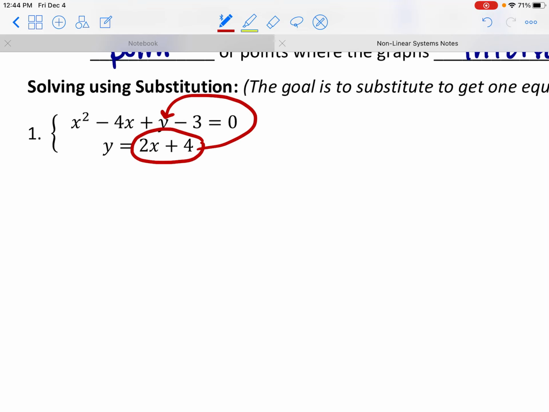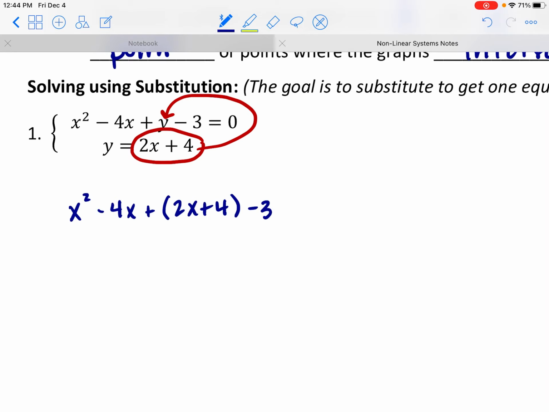So this substitution works really well when you have a variable that is already isolated. So if I know y equals 2x plus 4, then I can replace all the y's I see everywhere else with the 2x plus 4. So if I rewrite my first equation, it's going to be x squared minus 4x plus, instead of y, I'm going to substitute in 2x plus 4 because those two are equal.